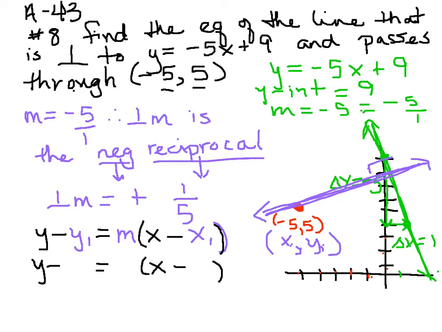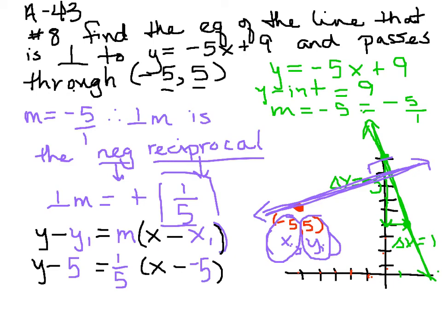There, in my parentheses. So let's go ahead and see what we end up with when we make those substitutions. I know that my y1 is right there, and it's 5. So that's y minus 5 is equal to, well, my slope is positive 1/5. So that becomes 1/5. And now my x1 is right there, and that's minus negative. So I get minus a -5.